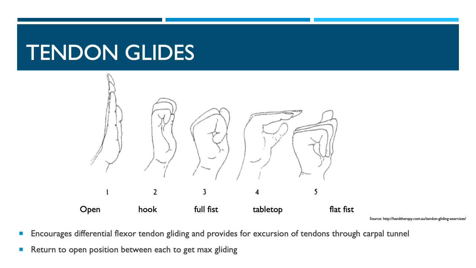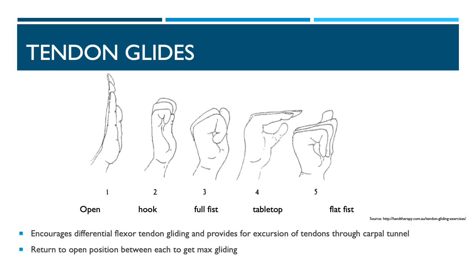Just take it at your own time and pace. Between each of these positions, it's important to return to fully open as well to kind of reset everything. So in the open position, that's your full stretch of your FDS and FDP muscles. In position 2, that's the hook position. In the hook position, that's the maximal differential glide. So what that means is the FDS is moving as far away as it can from the FDP. There's a 14 millimeter difference in glide there.